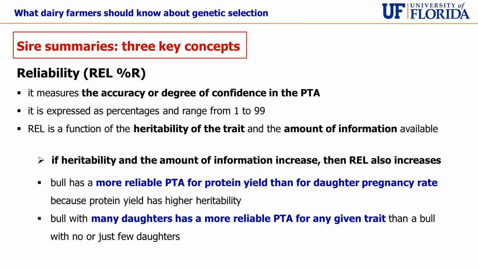And this is important. If heritability and the amount of information increase, then the reliability will also increase. That means for a given bull, the bull always has a more reliable PTA for protein yield than for daughter pregnancy rate, simply because protein yield has higher heritability. Secondly, and this is important, a bull with many daughters always has a more reliable PTA for any given trait that we want to consider than a young bull with no or just a few daughters.